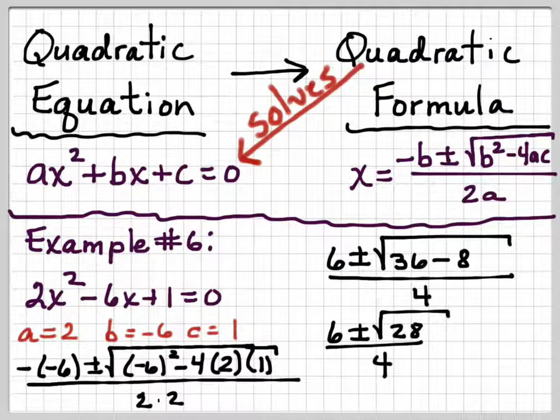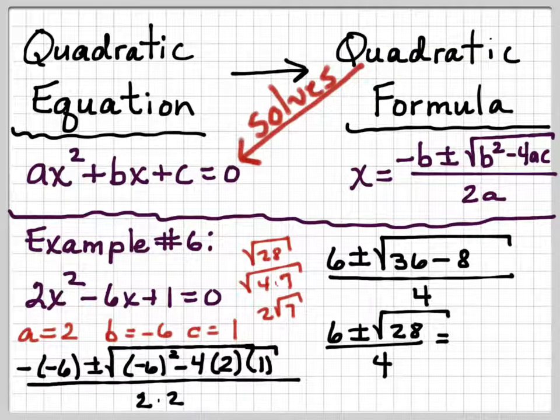Now we need to know what is the square root of 28. Not as a decimal. You're not going to put the square root of 28 into your calculator. You are going to figure this out. The square root of 28 is the square root of 4 times 7. Since 4 is a perfect square, we can take that outside of the radical sign and make it 2 times the square root of 7. So now we have 6 plus or minus 2 times the square root of 7, divided by 4.